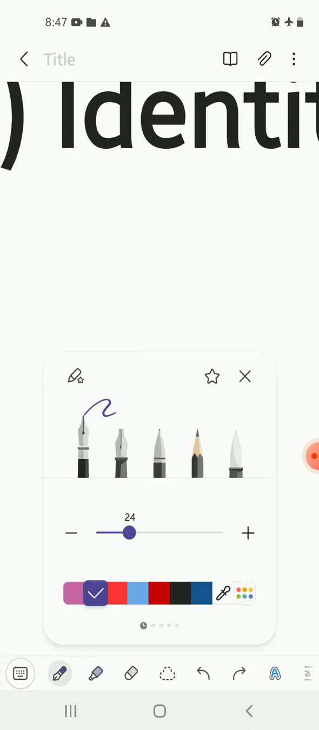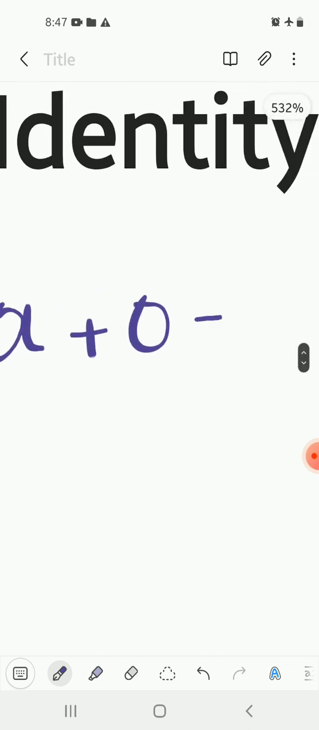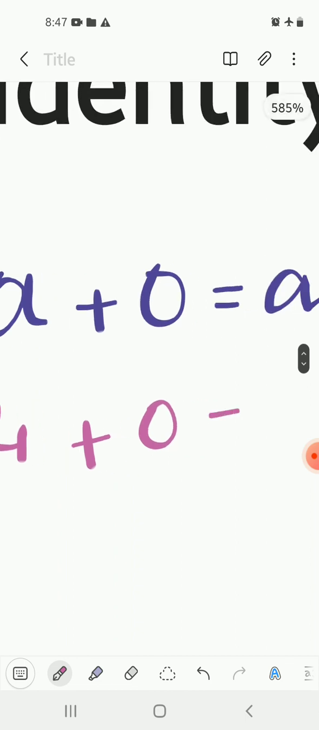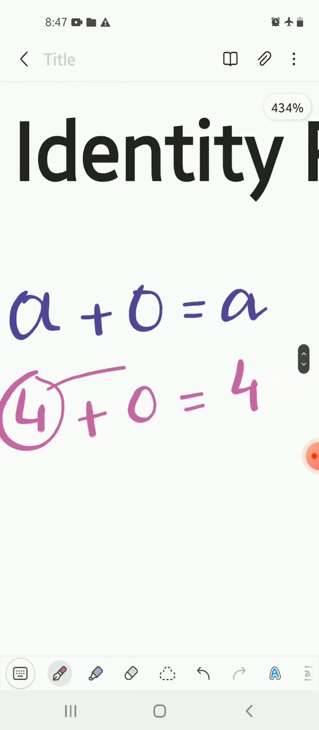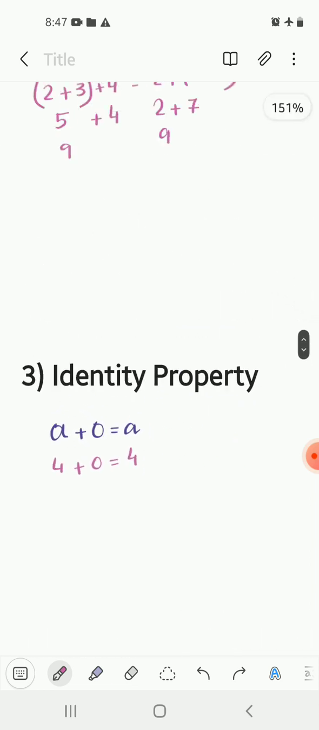Now we'll move on to the third property, that is identity property. Identity property states that if you add 0 to a number, which means A plus 0, the number remains the same. Let's take an example. It's very simple. 4 plus 0, anything. If we add 0 to it, the answer will not change. It will be the number as it is, because 0 has no value in case of addition. So these were the three main properties of addition.